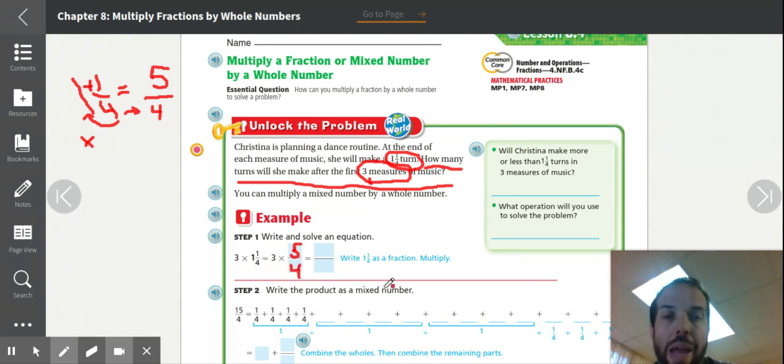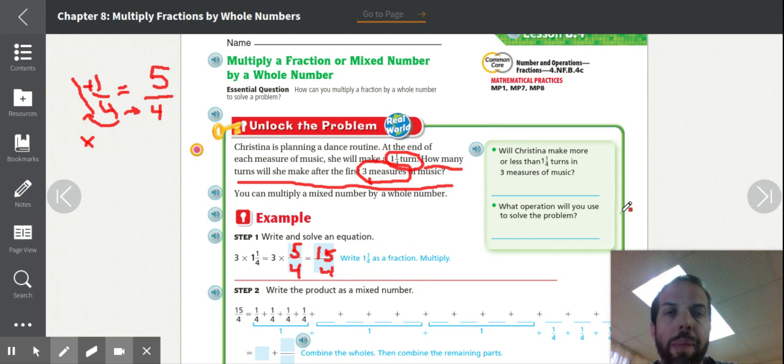Okay, so now we simply are going to just multiply 3 times 5/4. All right, which we know when we're multiplying fractions, we multiply our whole number times the numerator. So 3 times 5 is 15. And our denominator just stays 4. It stays the same. All right. Now, that's the first thing we're going to do.